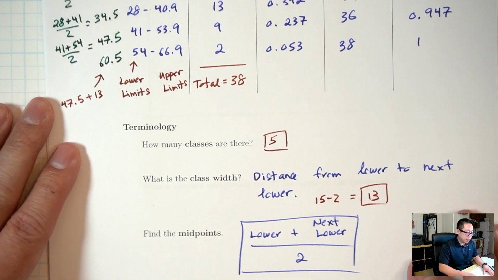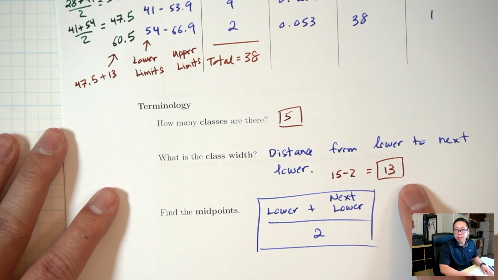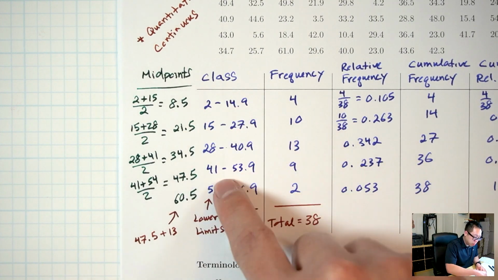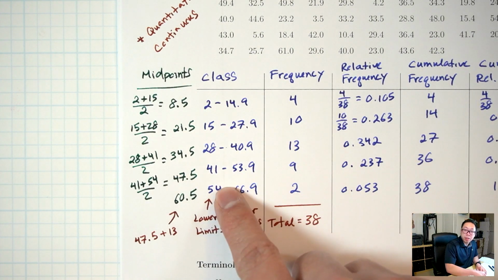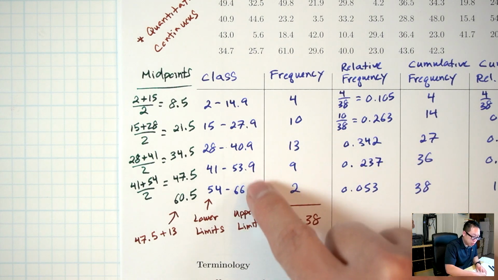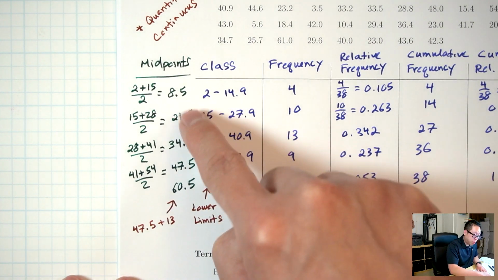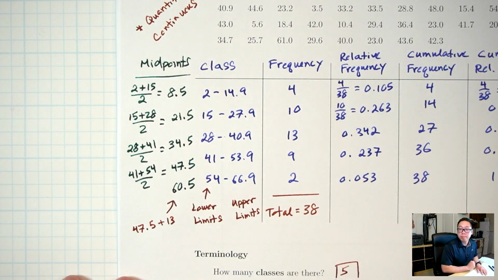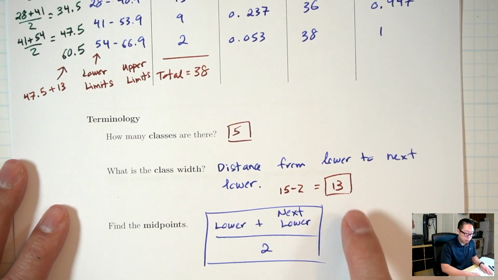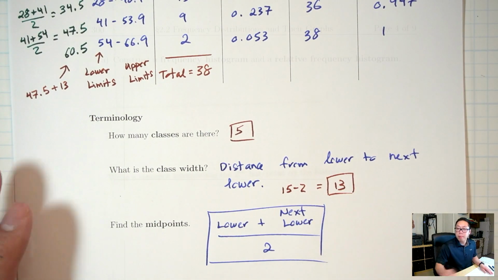The width tells me that in my table, everything is going up by 13, right? The lowers are going up by 13. The uppers are going up by 13. The midpoints are going up by 13. Right? That's the significance of the class width.